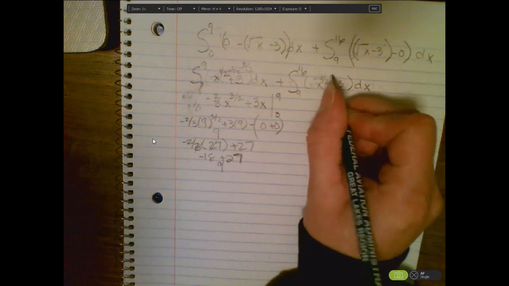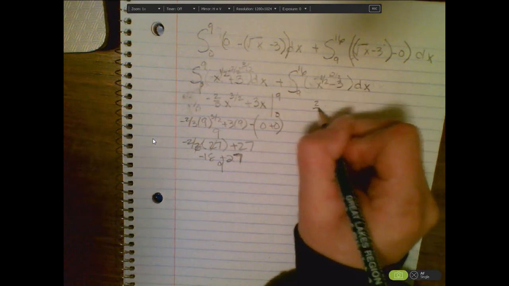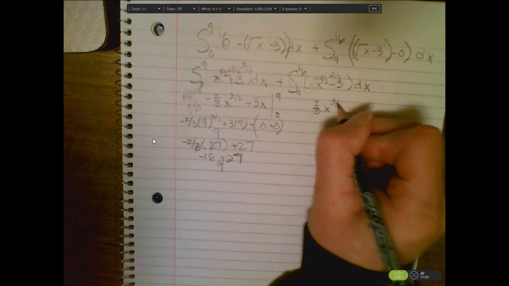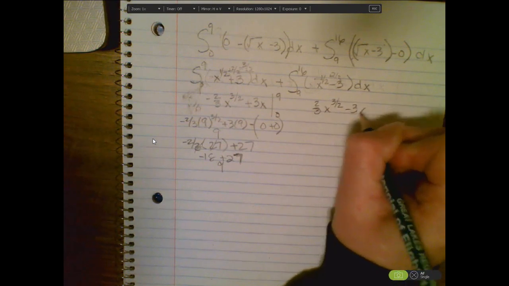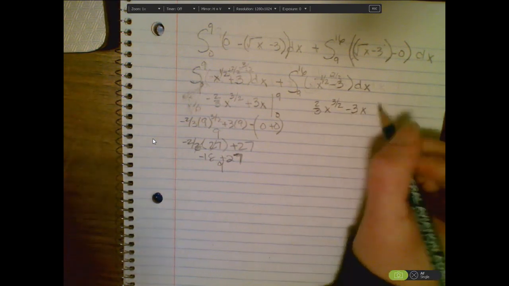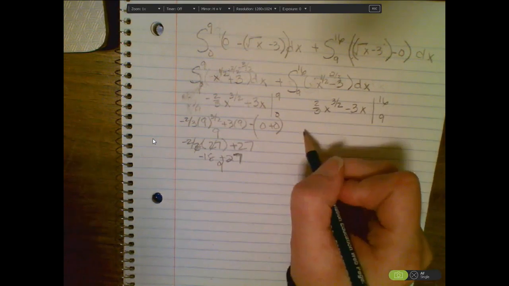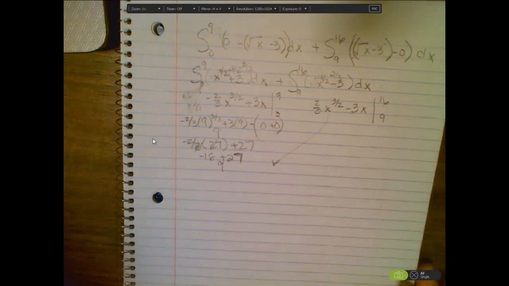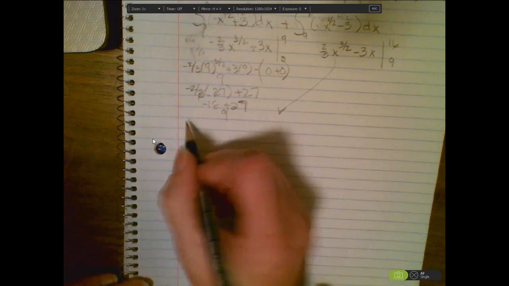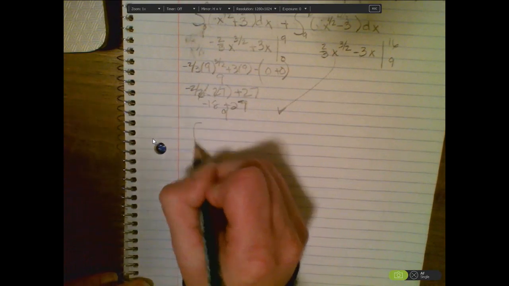So this also becomes 3/2, so this is 2/3, but you'll notice it's positive now. 3/2 minus 3x. You'll notice here the sign changed. 16/9. Okay, so now we're going to have this two-part here. And actually, I'm going to bring this down to here so I can write this out so you can really see what's going on here.